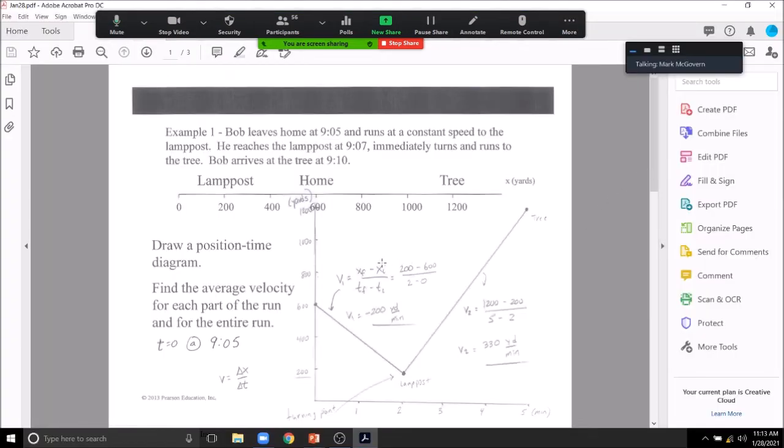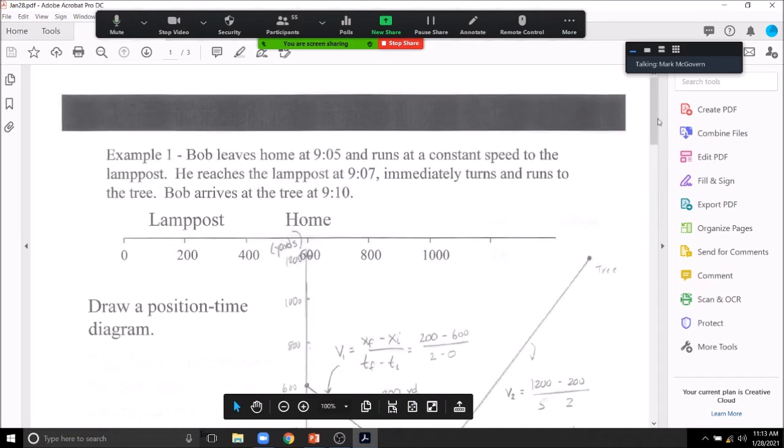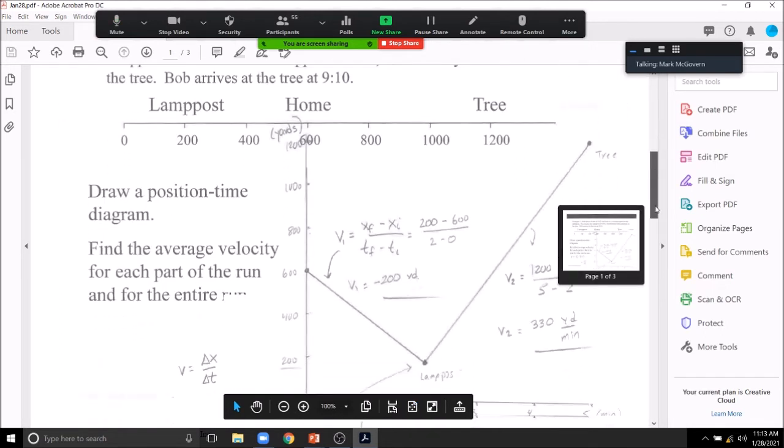Okay, so we start at home. So the first thing you do, of course, when you draw these is you have to make sure that you have your coordinate system. So that's what we have here.